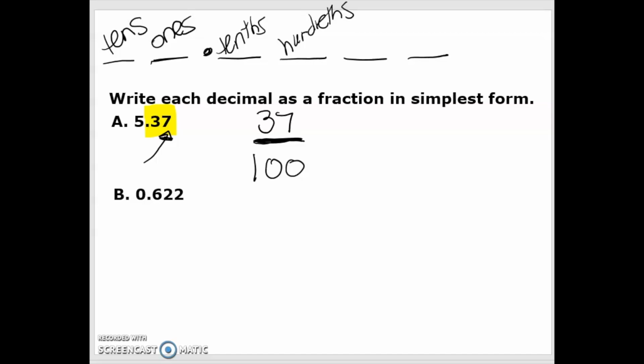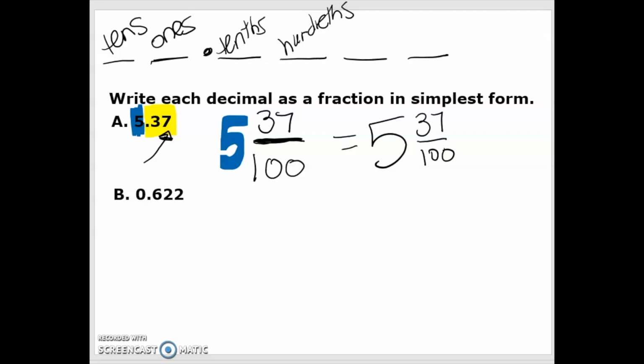Now, it'd be nice if we were done there, but we do have to check and make sure it can't be simplified or reduced. So 37, luckily, is a prime number, so it cannot be reduced. But we're not quite done yet because we don't want to forget about that number in front of our decimal, right? This 5 right here. So what are we going to do with that 5? He becomes our whole number. He goes right in front. So our final answer is 5 37/100ths.